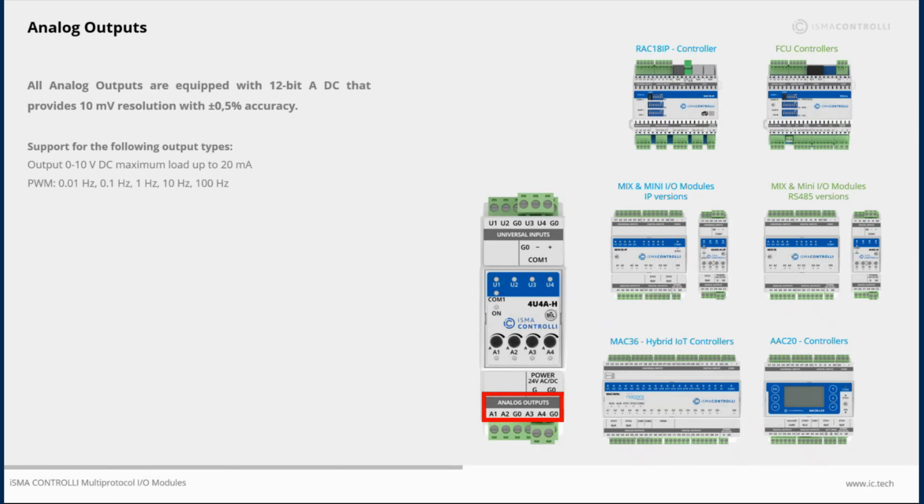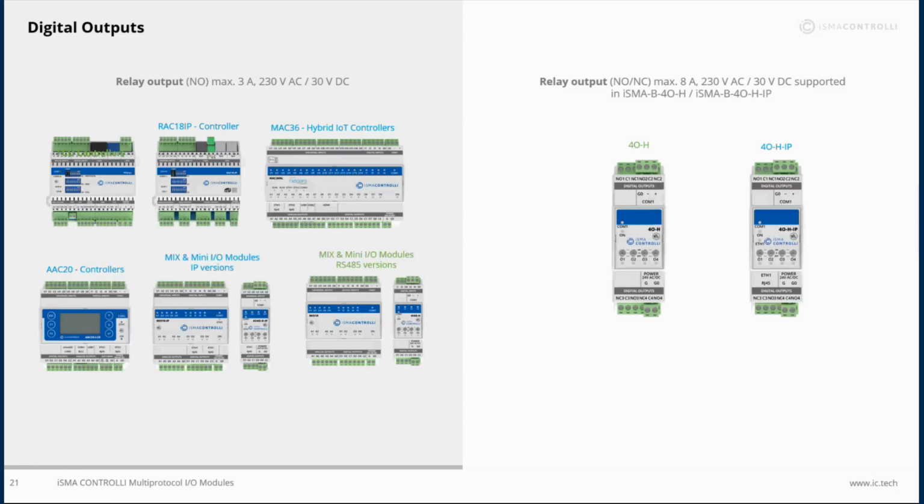We have analog outputs, which are standard 0 to 10 volt outputs, and they can take a load up to 20 milliamperes. That means you can connect an external 12 volt DC relay to them and power the coil of this relay, which is a great extension if you need just an additional digital output as well.